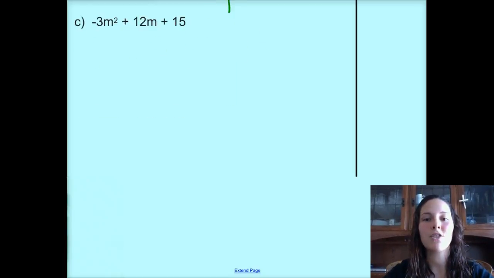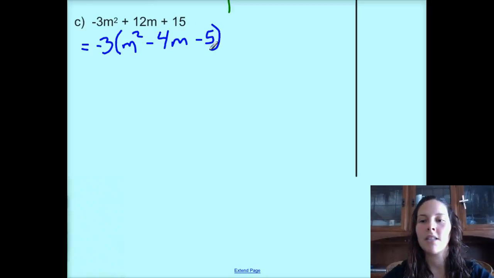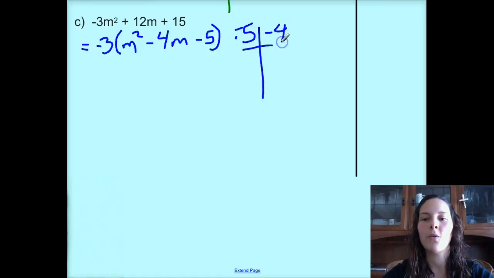This one I see a GCF. All three of these terms have a negative 3 in common. When you're doing the T-chart method, if the leading coefficient is not positive 1, you cannot use the T-chart. So I have to factor out the negative on this one. So I have m squared minus 4m minus 5. Setting up my T-chart, what multiplies to negative 5 and adds to a negative 4.